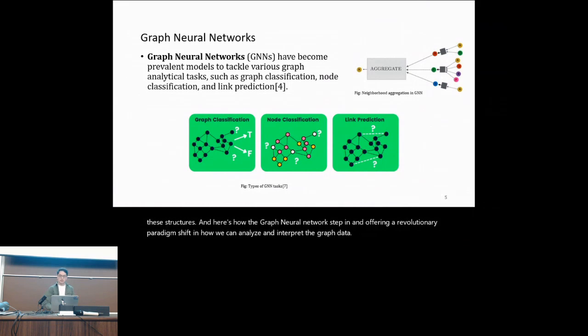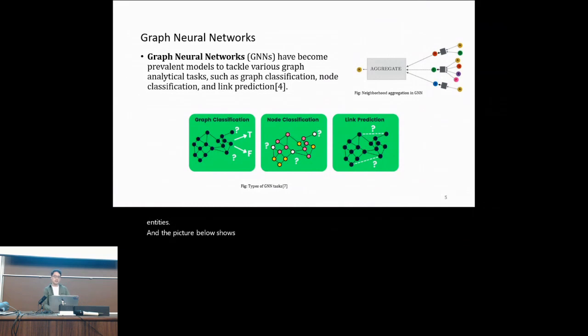And unlike traditional neural networks that operate only on grid-like data such as images or sequences, GNNs directly operate on graph structured data, allowing them to capture the dependencies and interactions between entities. The picture below shows the three main tasks where GNNs are most commonly used.